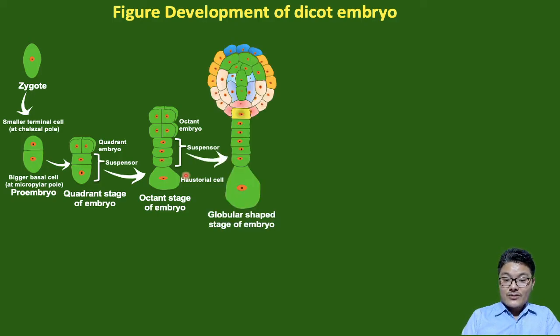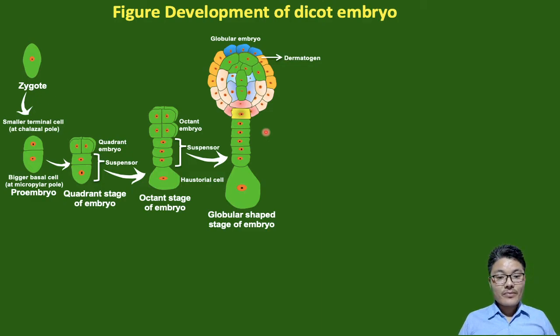Later on, after mitosis and cell differentiation, we have formation of the globular shaped stage of embryo, wherein we are able to observe a globe shaped embryo, which has many cells, and those cells are differentiated to form the outer region. The cells forming the outer region form the layer of dermatogen, which will form protoderm, and inside the dermatogen we have ground meristem and procambium, which is within the ground meristem.